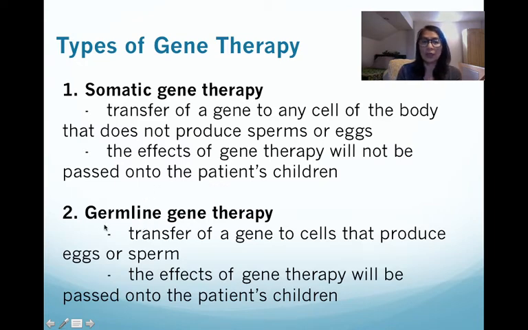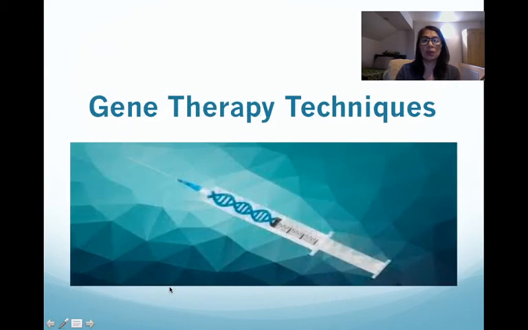On the other hand, there is also the germline gene therapy, and this is the transfer of a gene to the cells that produce sex gametes. So these are eggs or the sperm. The effect of this is to be passed on to the patient's children. Okay, so these are the two types of gene therapy.